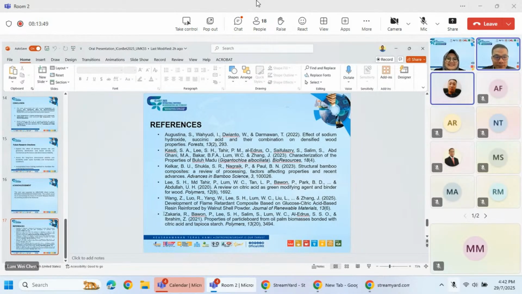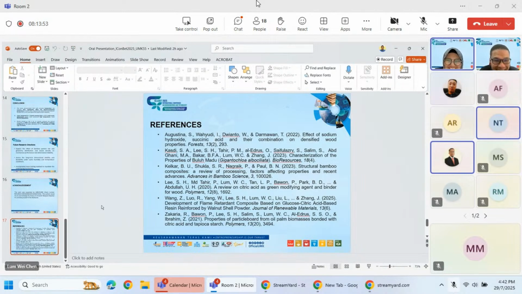Okay, thanks for your sharing. I've got one question, from Dr. Wan. Dr. Lam, I have one question. What about the production cost to produce that particle board? Dr. Sakina. Dr. Wan, sorry, Dr. Wan Faizal wants to ask first. Okay, all right, wait first. The bamboo species, please, that you choose. Any investigation?